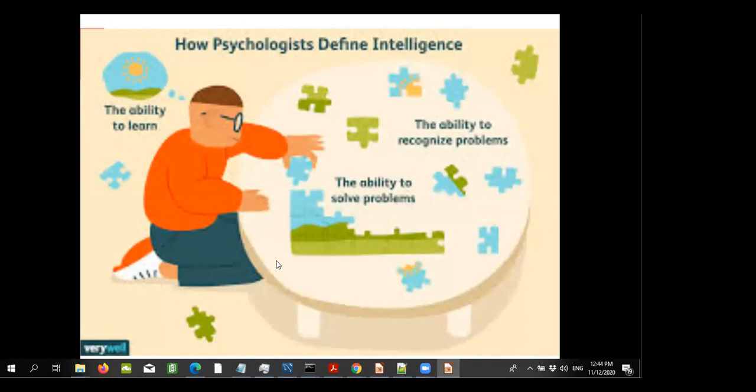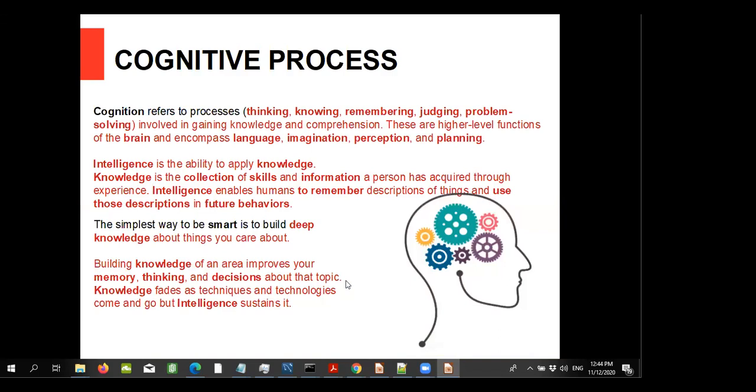But science is trying to model it with logic, mathematics, statistics. So this is how psychologists define intelligence: the ability to recognize problems, the ability to solve problems, and the ability to learn. This is something you would love to have, an understanding of the way psychologists are thinking. Now let's talk about cognitive process. It refers to processes like thinking, knowing, remembering, judging, problem solving. These are things unique to animals and humans, involved in gaining knowledge and comprehension or understanding. So these are higher level functions.